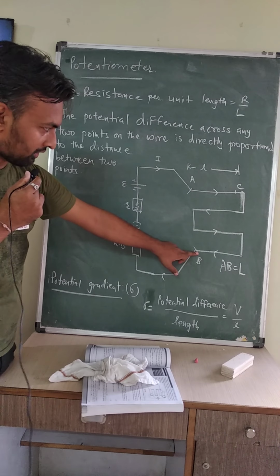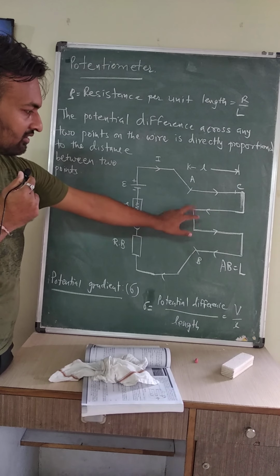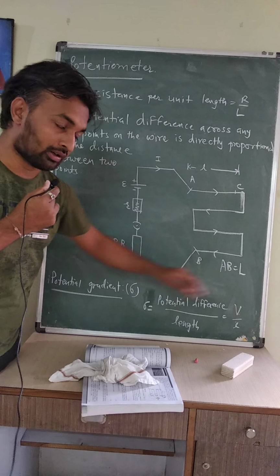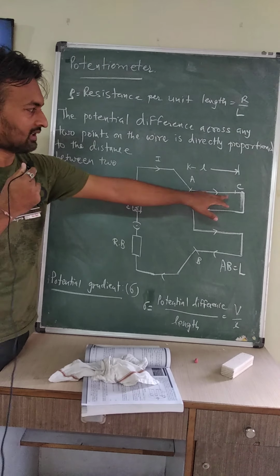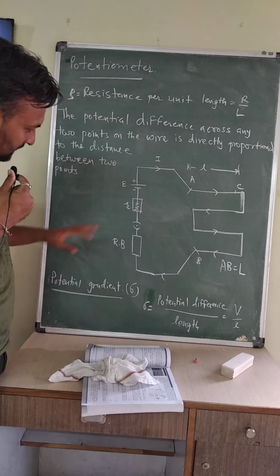If we take these 2 points A and B, then the potential difference between A and B is directly proportional to its length. And if I take A and C and the length is L, then that is proportional to L. Now this one is a circuit. Try to understand the circuit.